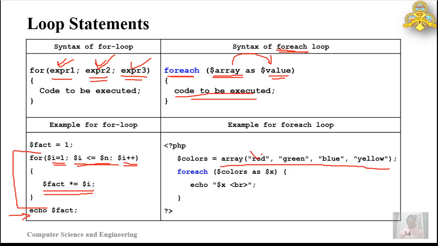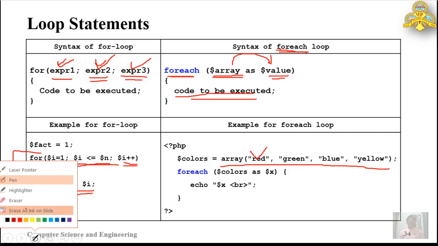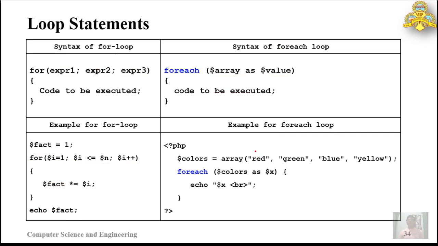Array is a function which is used to create arrays in PHP. It contains 4 elements, that is red, green, blue and yellow. These are all strings and stored in the variable colors. So from this we can infer that colors is an array of strings and there will be 4 elements.